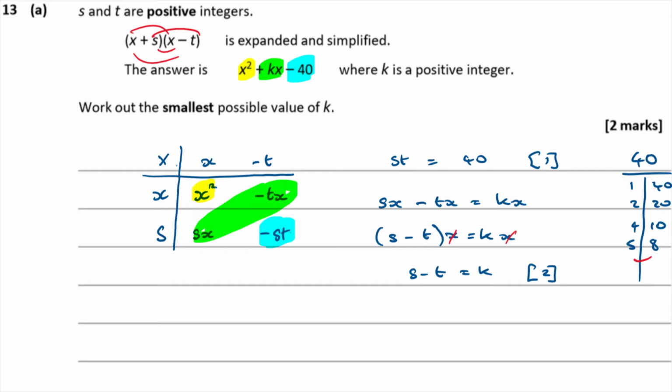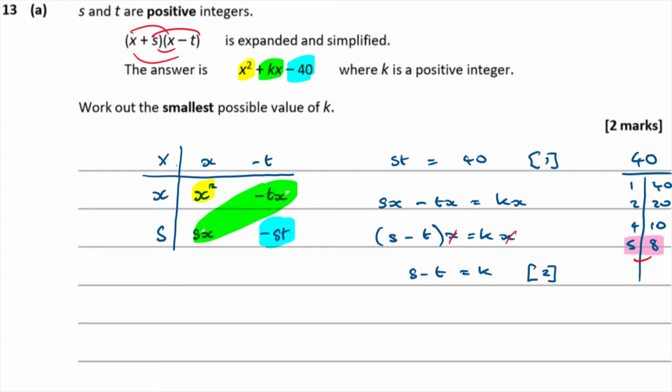What we want to do is find the smallest possible value of k. Now we find k by taking one of our factor pairs and subtracting the other one. The smallest value is going to be when these numbers are closest together. So it's not going to be 1 and 40, because 40 take away 1 is 39. That's as far away as they can get. The nearest they can be together is if I use these two, isn't it? So the smallest possible value of k is going to be where s is 8 and t is 5.